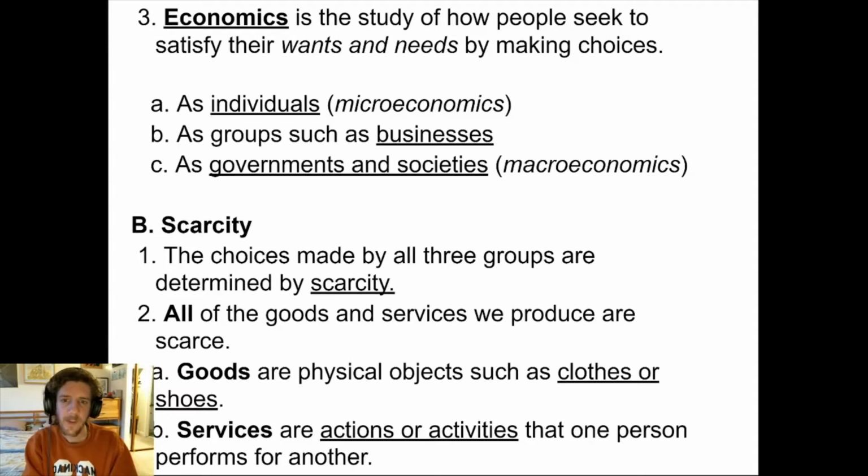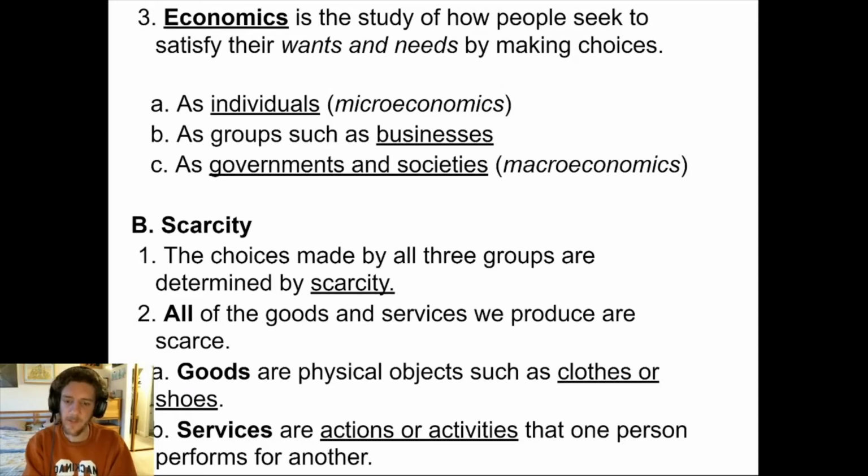So how do people satisfy their wants and needs? By making choices based on their preferences. You do that at the individual level. That's your microeconomics and your behavioral economics. Businesses do that. Now, that could be a small business, it could be a large corporation. Governments and societies do that. And when it's done on the global scale like that, it's referred to as macroeconomics. All of these choices made by all three groups are determined by scarcity.